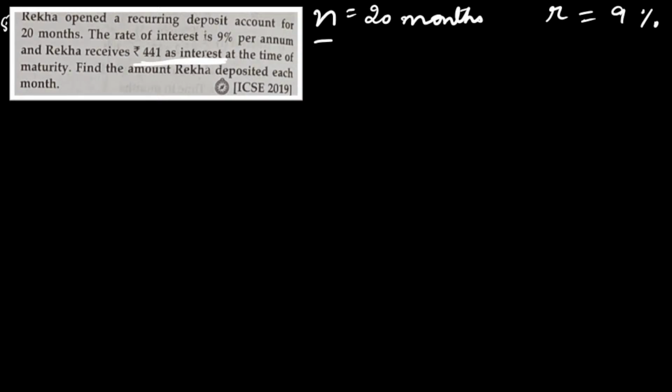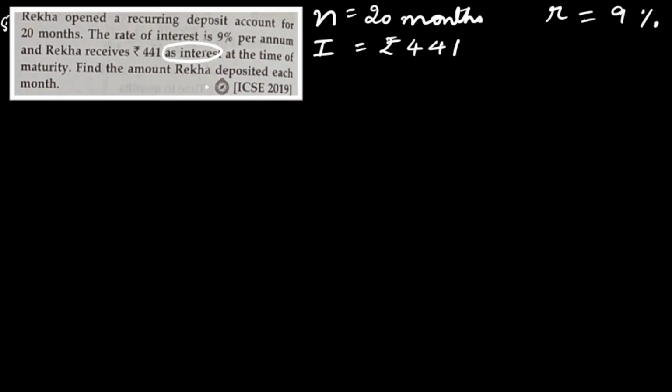As interest is mentioned, that means I's value is given to us. So this is not maturity, because here also it's mentioned at the time of maturity, but it's mentioned as interest also. So what is the value of I? I is 441. In the previous question, interest was not mentioned, only it was mentioned at the time of maturity, so that amount we considered as MV. But here interest is given to us. Some students might get confused, so you have to see that because of this word interest, this 441 is the value of I.